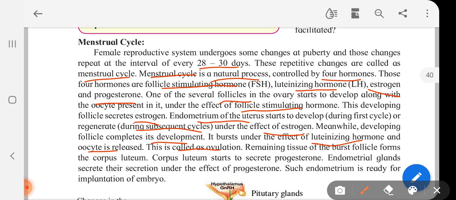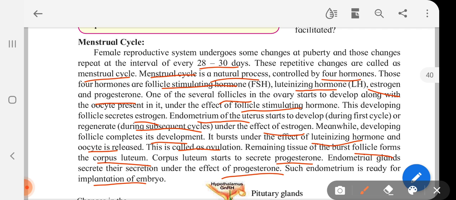So ovulation is where the oocyte is released, due to the effects of these hormones which are responsible for the ovulation period in females. Now the remaining tissue of the burst follicle forms the corpus luteum. The corpus luteum starts to secrete progesterone. Endometrial glands secrete their secretion under the effect of progesterone. Such an endometrium is ready for implantation of the embryo.